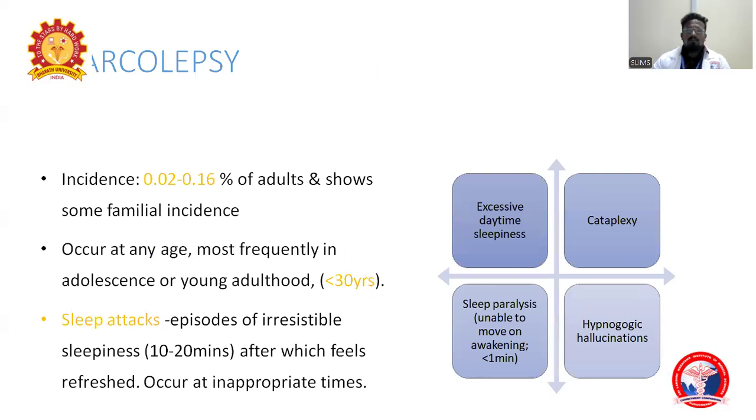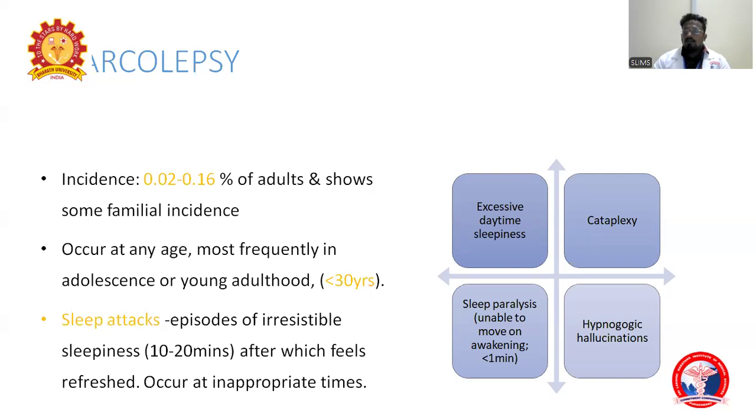So what is narcolepsy? Narcolepsy has an incidence of 0.02 to 0.16% of adults and shows some familial incidence. It can occur at any age, most frequently in adolescence or young adulthood; less than 30 years is the commonest age. Narcolepsy has sleep attacks, episodes of irresistible sleepiness that occur at inappropriate times, lasting 10 to 20 minutes, after which the patient feels refreshed.